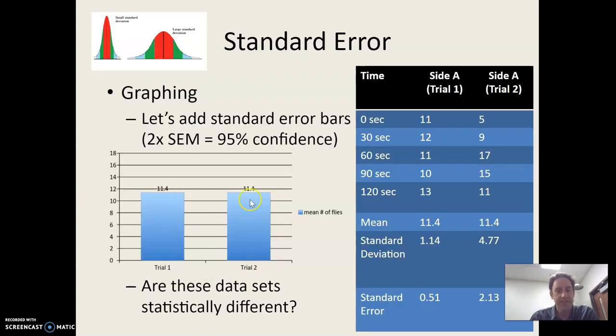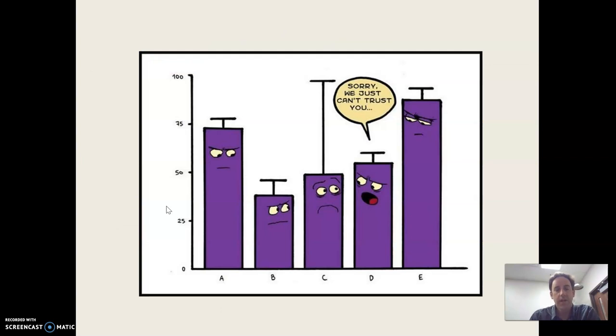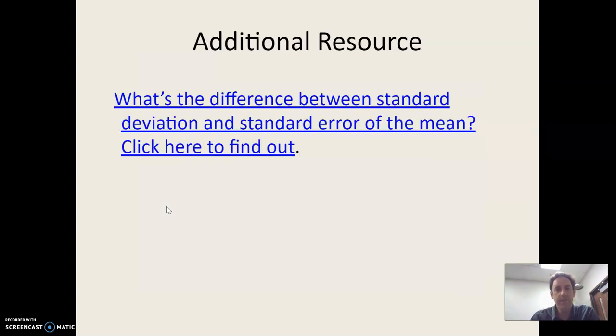And then of course, since they do have the same mean and their error bars overlap, these would not be considered statistically different from each other. So that's pretty much it. Here's another video that goes through this, if that would be helpful for you.